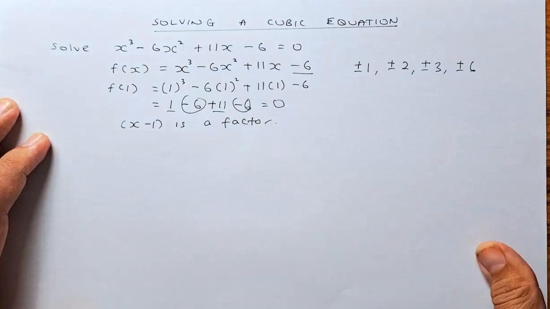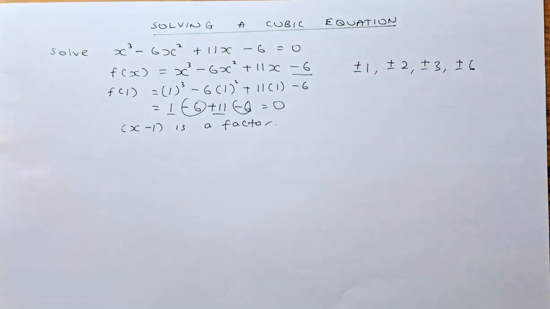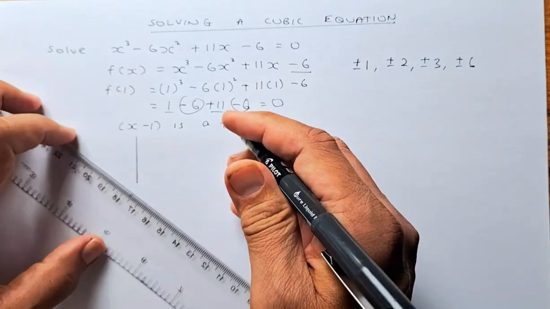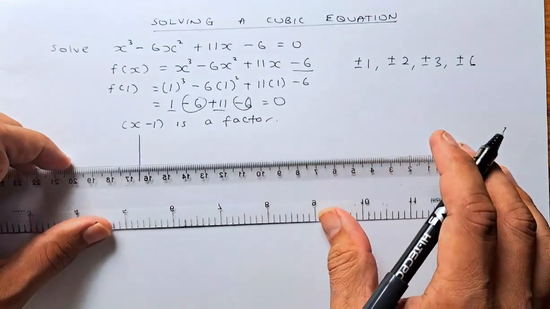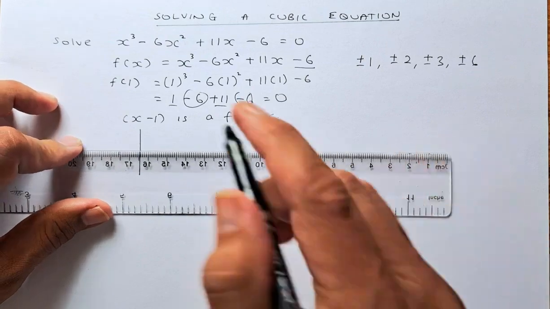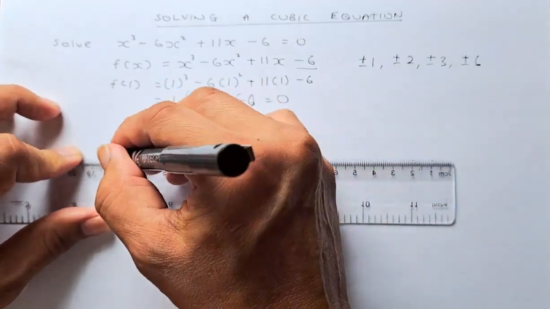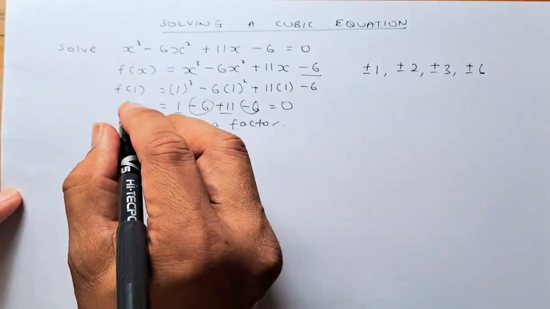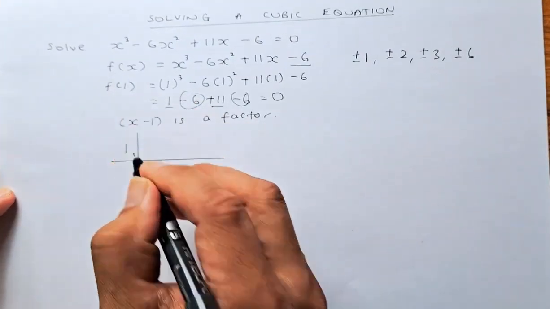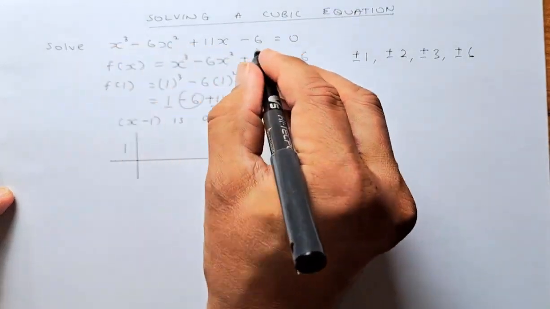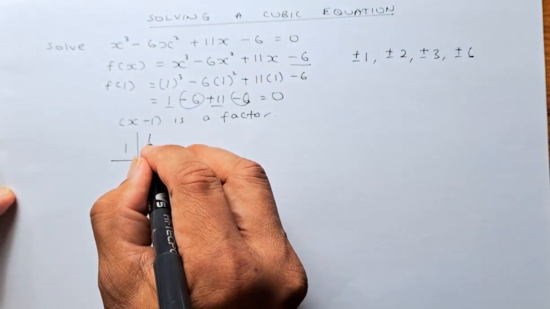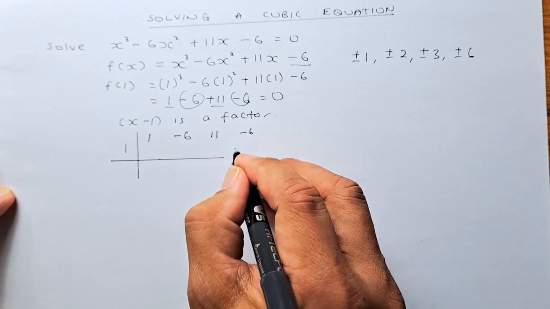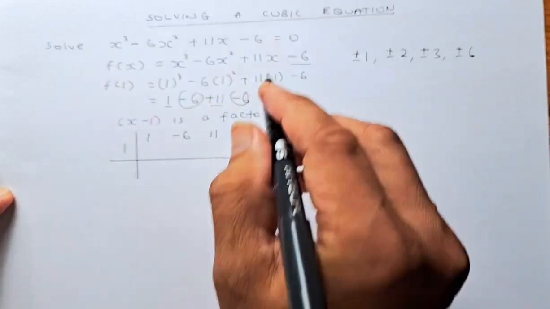Next step, we are going to do something called synthetic division. So we're going to draw a division, okay? And we're going to put the factor, 1, because 1 is a factor, so 1 here. And then we're going to put the coefficients there. So it's going to be 1, minus 6, 11, and minus 6. Okay? That's the coefficients of the equation.